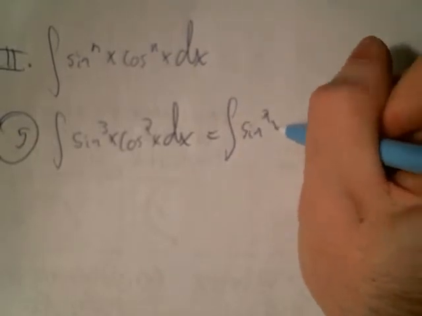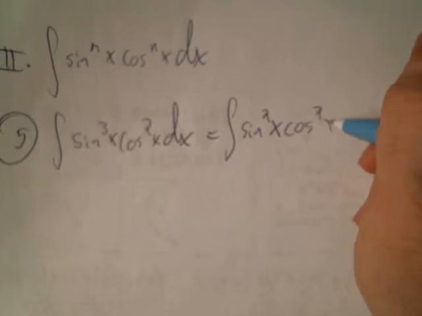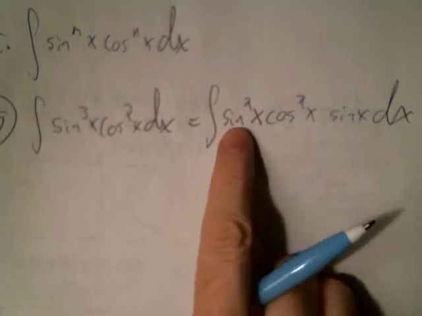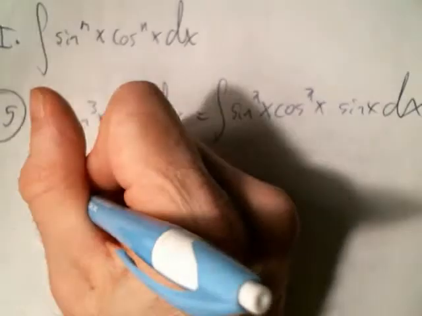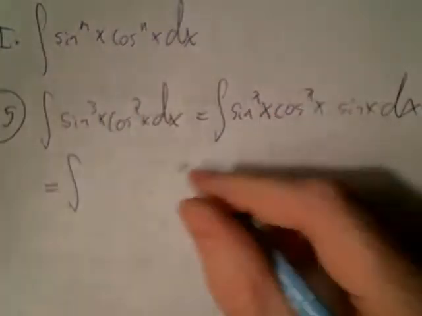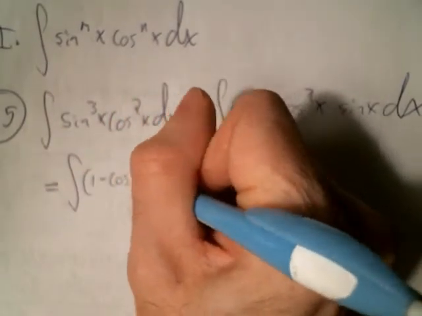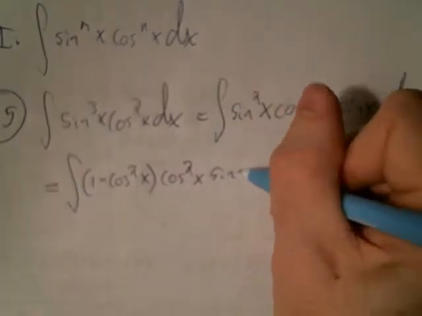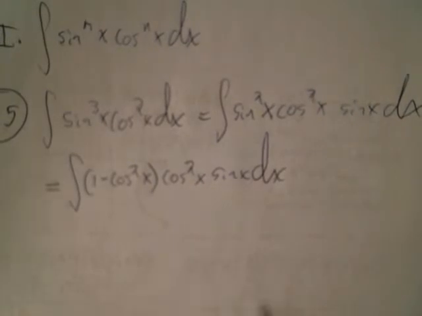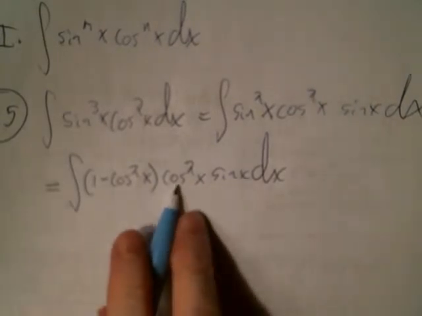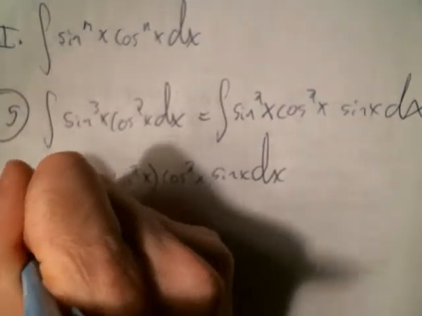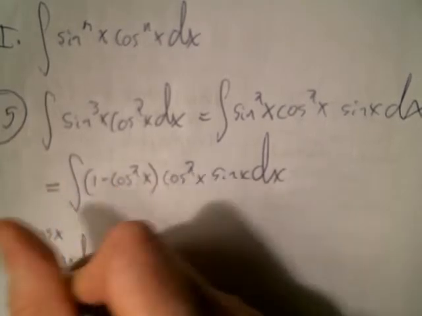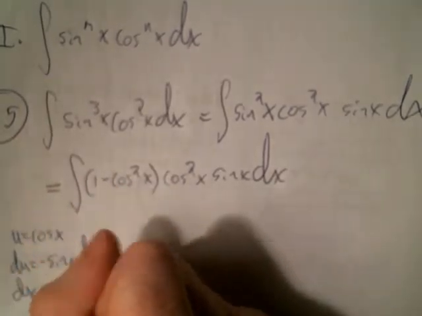I'm pushing back one factor of sine. Then I'm going to turn the rest into cosines using the Pythagorean identity, so sine squared is the same as 1 minus cosine squared. Then I'm going to do a u sub for cosine. So u equals cosine of x, du is negative sine of x dx, so dx is negative du over sine of x.